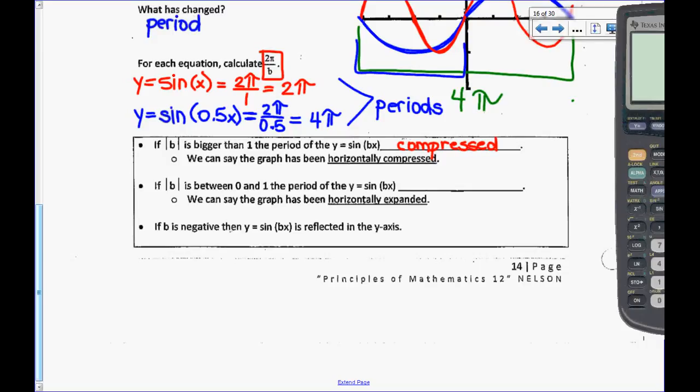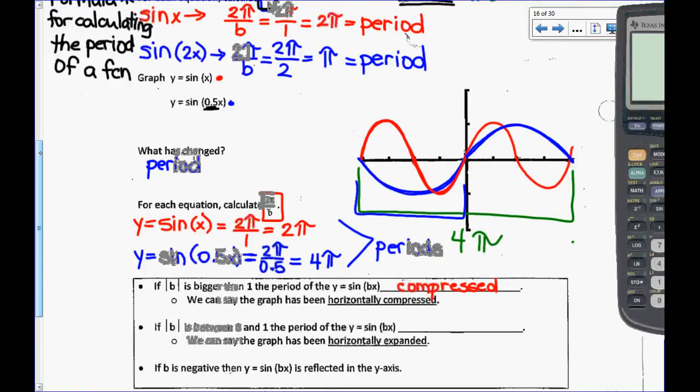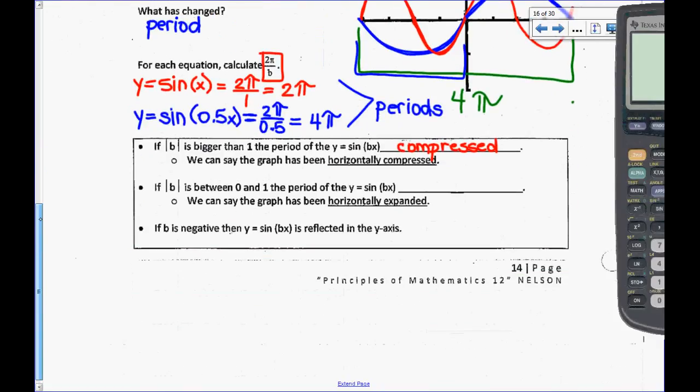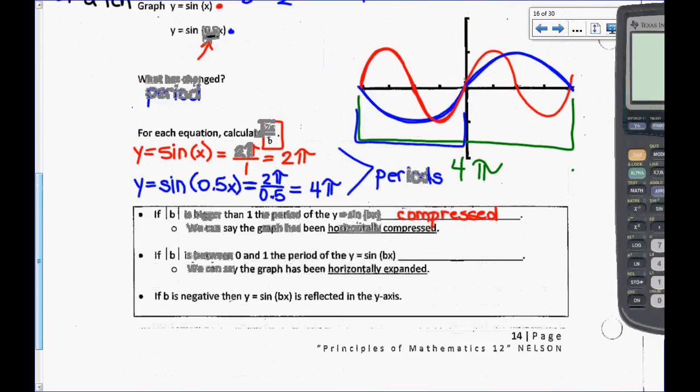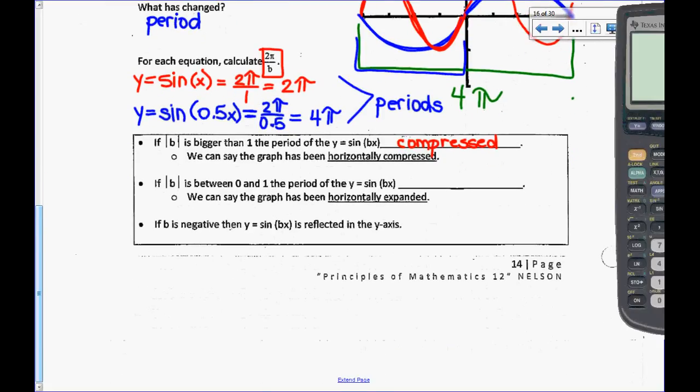And then the second investigation that we did here, when we changed the number that we were multiplying x by, was between 0 and 1, so it was a decimal between 0 and 1, then what happened to our period? The period that normally took 2 pi to complete now takes 4 pi to complete. Okay? So it actually stretches it, or we call that, it expands it, is the proper mathematical term. Okay, so we say that it's horizontally expanded.